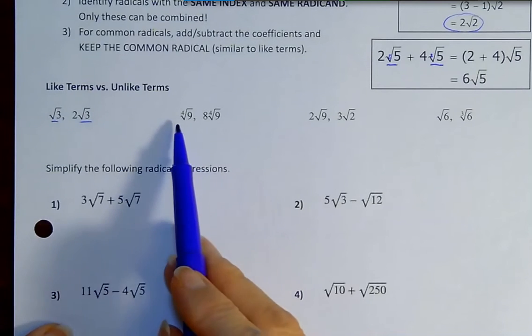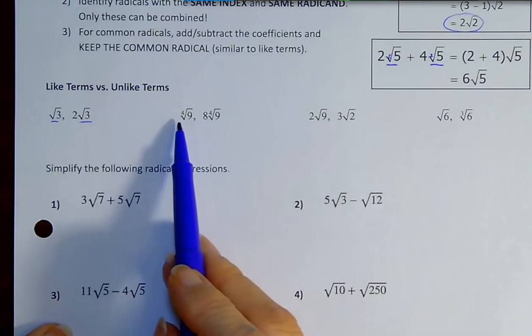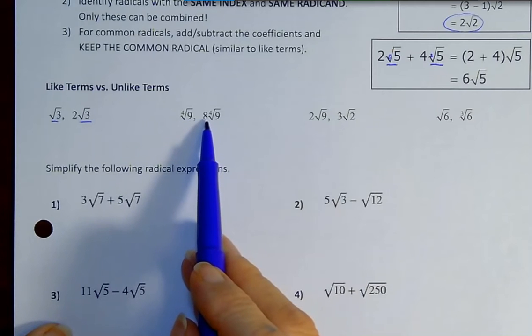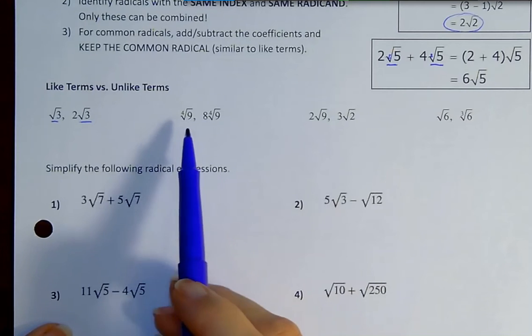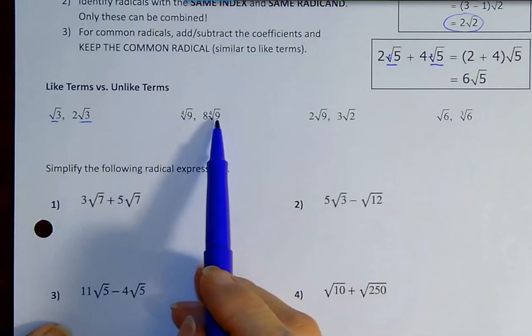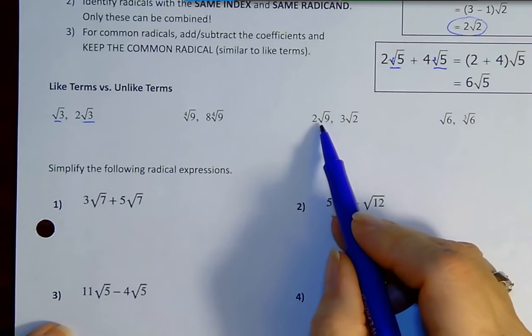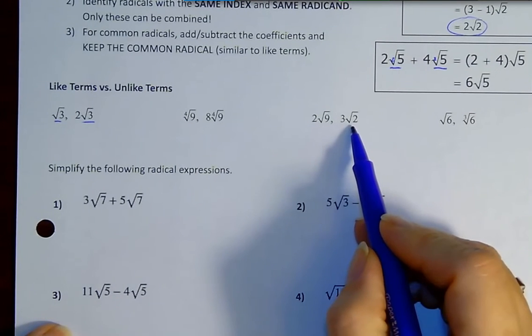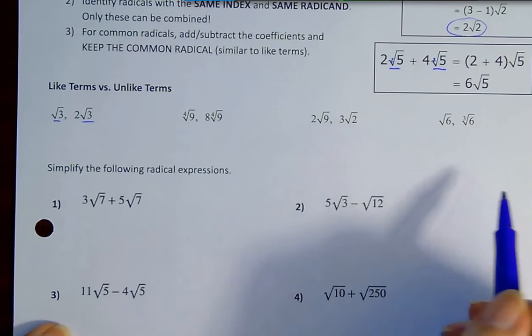So over here, the 4th root of 9, and I have 1 of the 4th root of 9, and I have 8 of the 4th root of 9. And so those are like terms because I have the same radicand, that's the 9, and the same index, the index is 4. When I look here, 2 times the square root of 9 and 3 times the square root of 2, they're not the same. I have the same index, but not the same radicand.